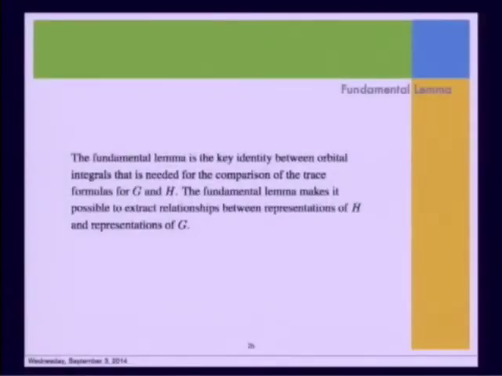So this is the key identity between orbital integrals that's needed for a comparison of the trace formulas for G and H. The fundamental lemma makes it possible to extract relationships between the representations of H and representations of G. This is using the trace formula going back and forth between identities of conjugacy classes to identities between representations.